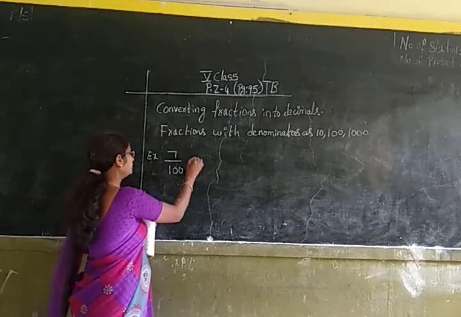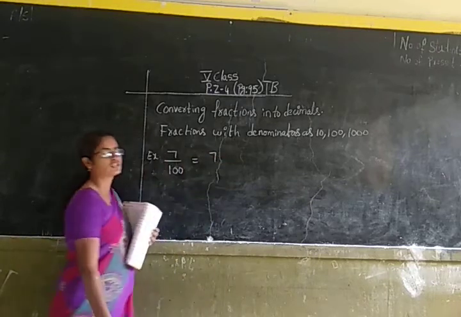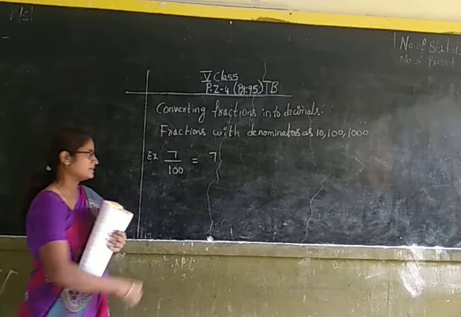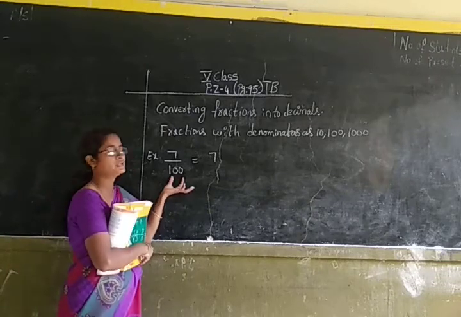Okay children, first what you have to do? You have to write down the numerator as it is. In the denominator we are having 100 and 100 is having 2 zeros.